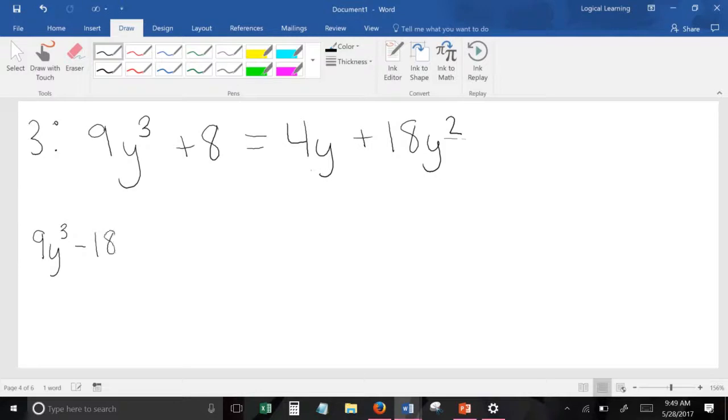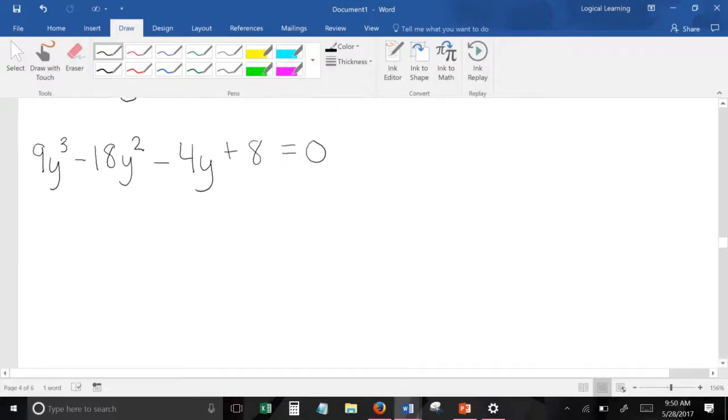So we get minus 18y squared. My next biggest is just y. So we need to subtract 4y from both sides. So I have minus 4y. And then I still have 8 on this side. So plus 8 equals 0. Now, if it's difficult for you to do that all in one step, you're more than welcome to move everything to one side and then rearrange it. I'm going to show you why I wanted to do it like this.